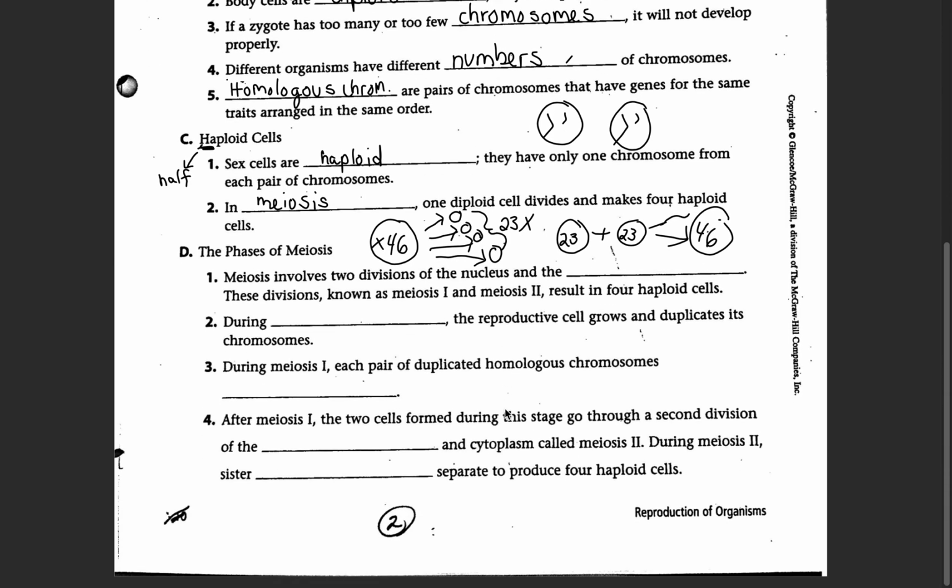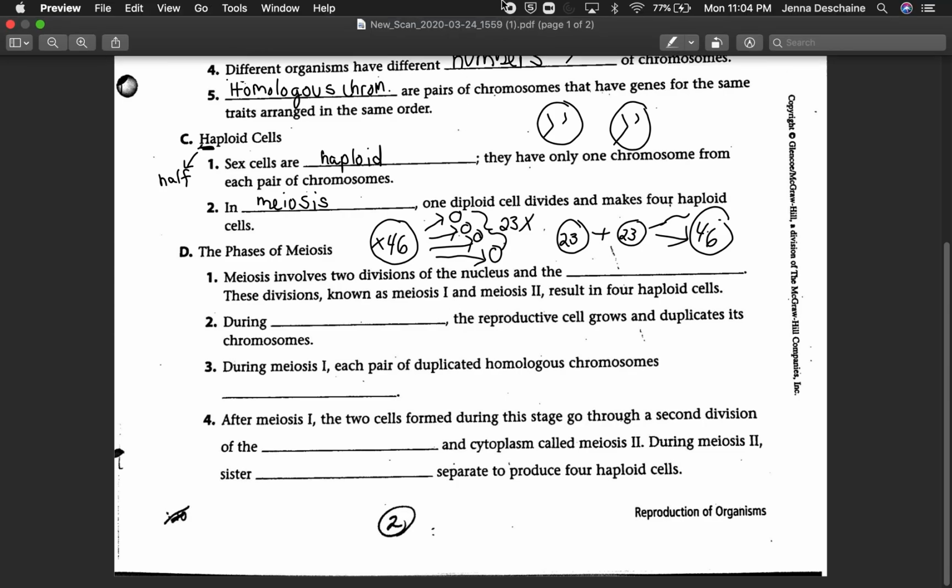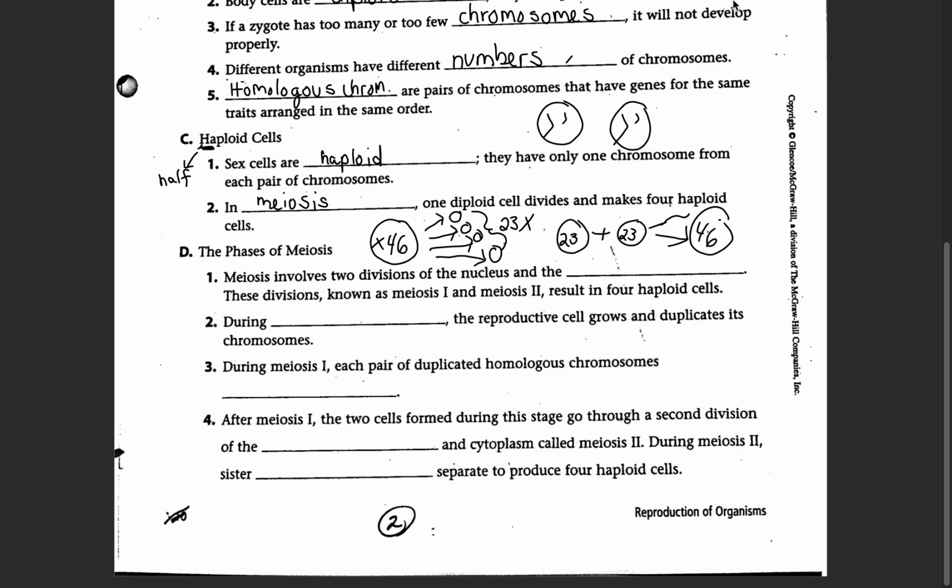So now we're going to get into the phases of meiosis a little bit. I'm going to do some drawing on the whiteboard and we'll talk about the different phases of meiosis. But I wanted to give a brief overview of the phases first, and then we'll get more in depth into what actually happens. So we'll start here with number 1. Meiosis involves two divisions of the nucleus and also the cytoplasm.